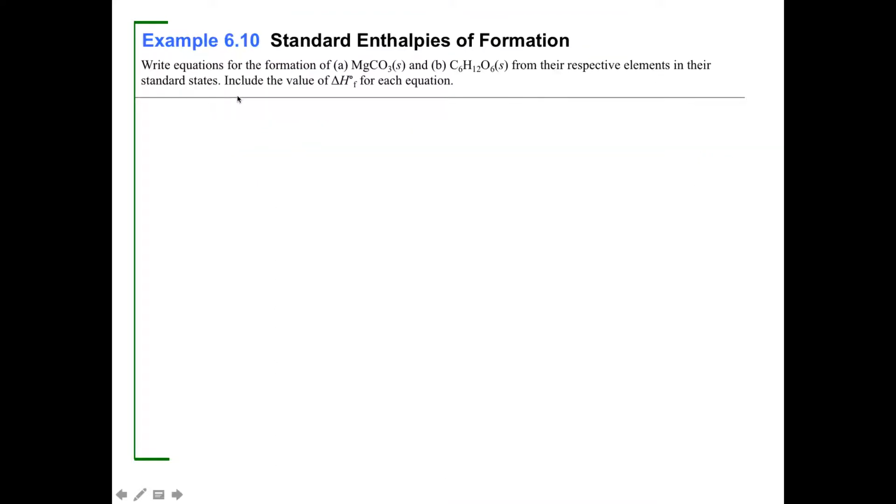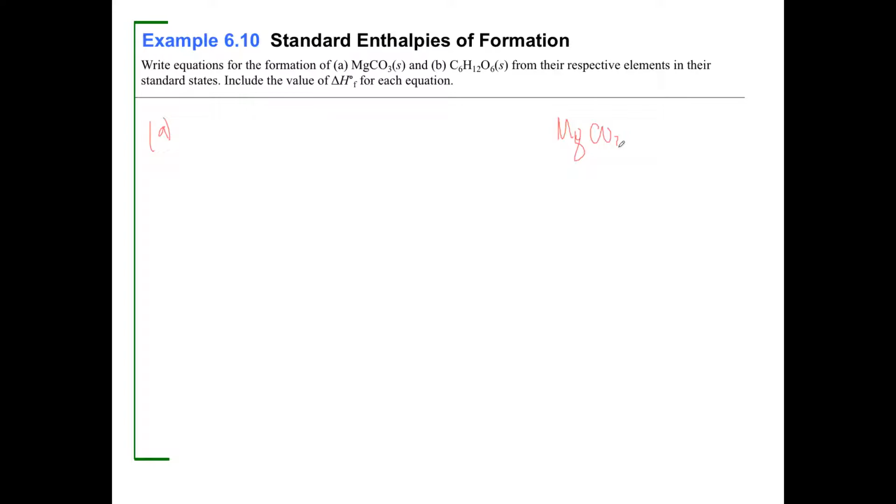Write equations for the formation of magnesium carbonate solid and glucose from their respective elements in their standard states, and include the value of the standard heat of formation for each equation. All right, so first of all, let's do A over here, okay?